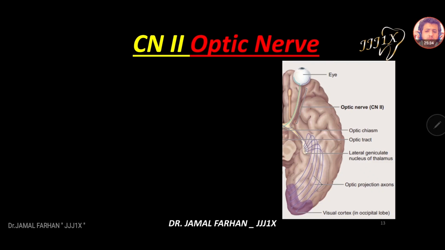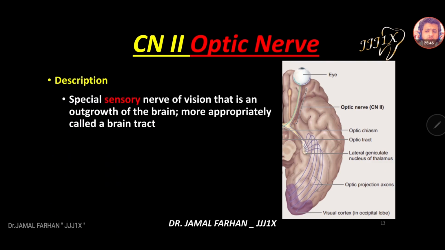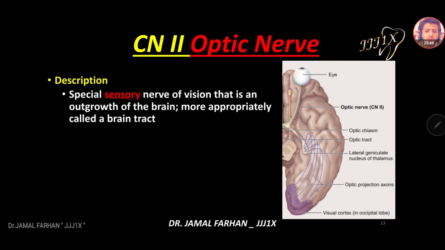Okay, the cranial nerve number 2, which is called the optic nerve. As I told you, this is for the sensation of vision, not for the movement of the eye. So it's a special sensory nerve of vision that is an outgrowth of the brain, more appropriately called a brain tract.